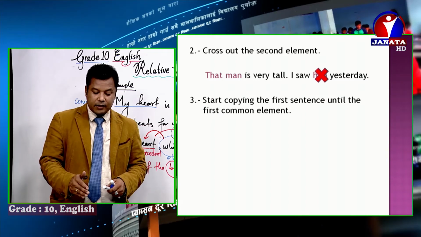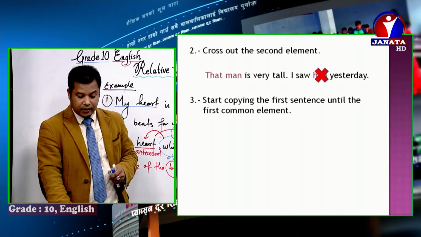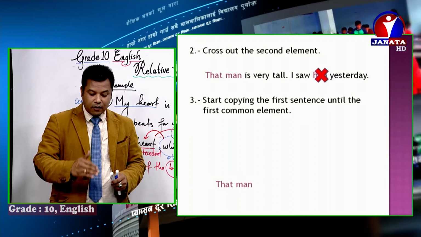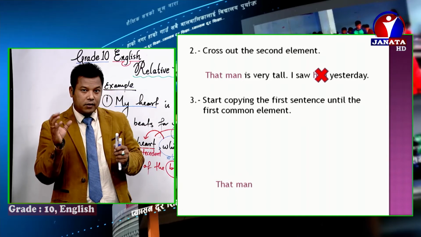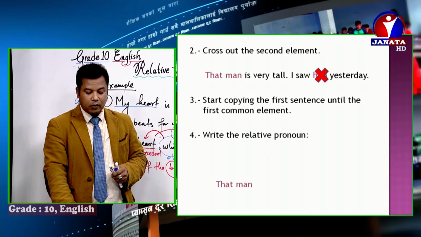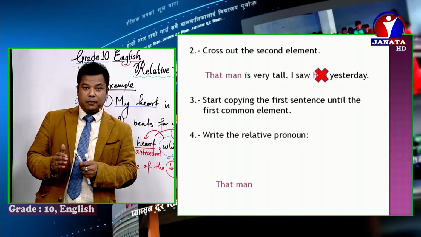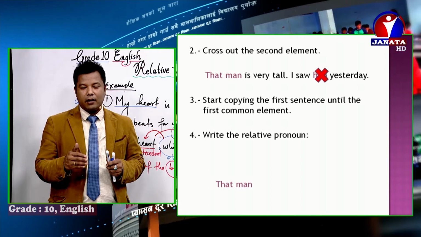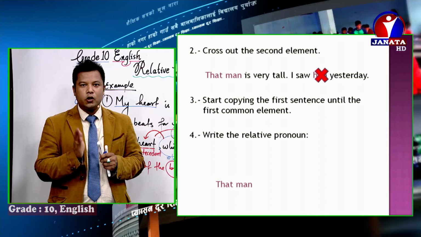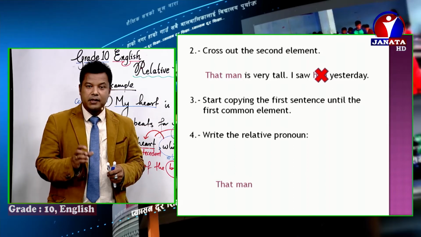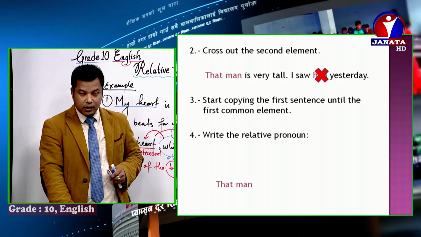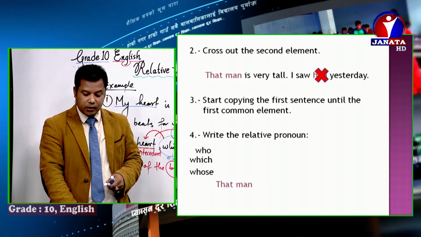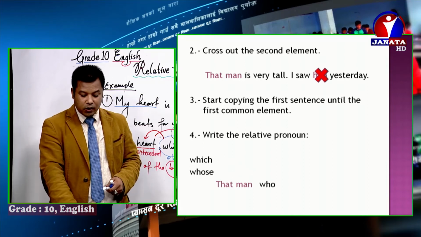Step 3, start copying the first sentence until the first common element, and that is the man. In the first sentence, the first common element is the man. We end it here. Now it's time to merge the ideas, and then we go to step number 4, write the relative pronoun. We have listed relative pronouns: whose, when, which, what, that. Now, which suits you better? You judge it based upon your experience and then choose it. With man, which one among these is suitable according to the context? You choose that. So I would prefer to choose who: the man who.